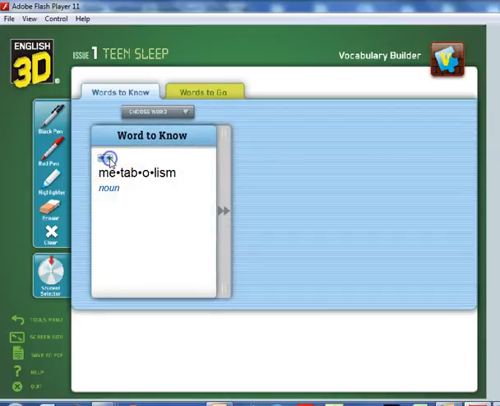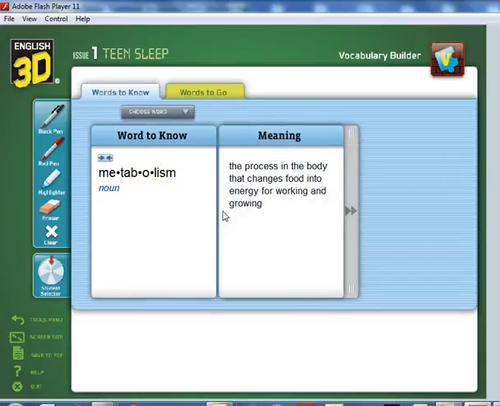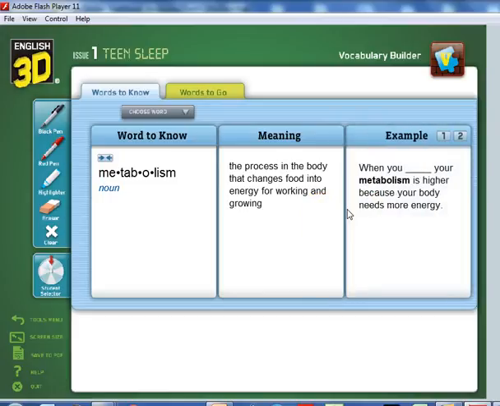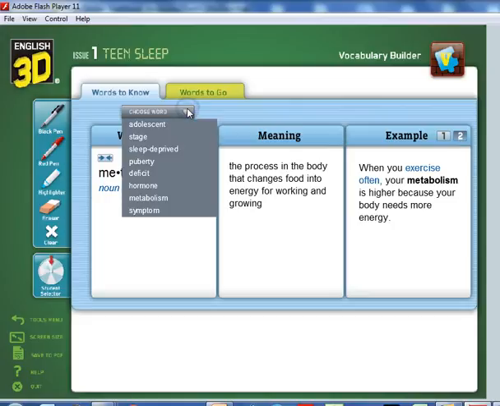Metabolism. Metabolism is a noun. The process in the body that changes food into energy for working and growing is called metabolism. Metabolism is this process in your body. When you play sports, your metabolism is higher because your body needs more energy. When you exercise often, your metabolism is higher because your body needs more energy.